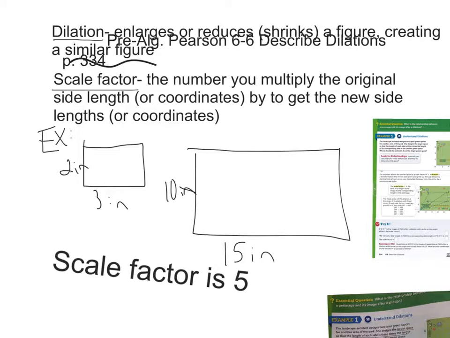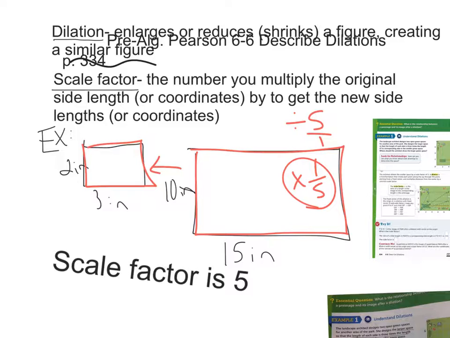You might ask, what happens if it gets smaller instead of bigger? In other words, if this was flip-flopped and I was starting with the 10 and 15 and going to the 2 and the 3, you might say, I'm dividing by 5. That's true, you're dividing by 5. But for a scale factor, we have to think about what you're multiplying by. If you remember with division, keep, change, reciprocal, dividing by 5 is the same as multiplying by 1/5. So 1/5 in that case would be your scale factor. Does that make sense?